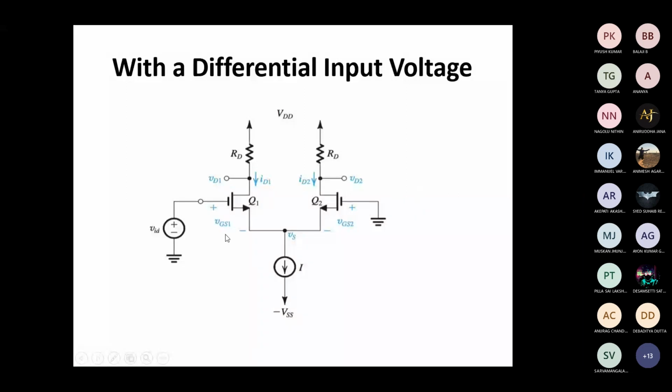Accordingly, you see here VGS1 and VGS2 are different. In the previous case we have taken VGS. Here it is VGS1 and VGS2. They are going to differ, and ID1 and ID2 are going to be different based on the input voltage applied. And Vs is the voltage at the source. So you draw this circuit and mention the input voltage and the gate to source voltages. This is for the differential mode input.